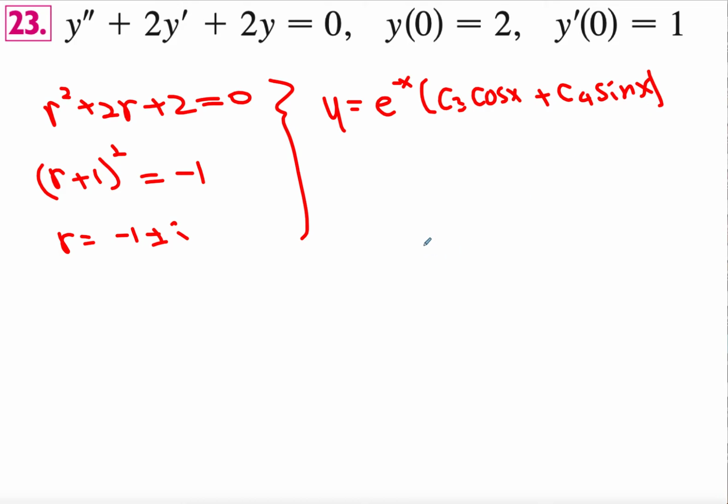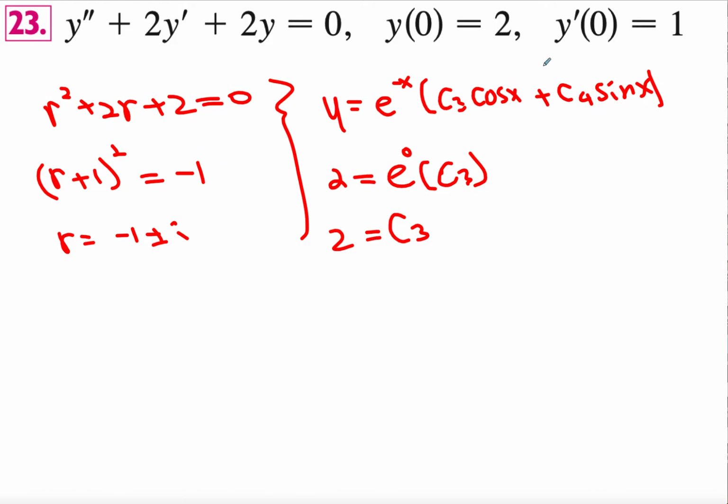Now, when you plug in 0, I should be getting 2. So when I plug in 0, 2 equals e to the 0 power. And when you plug in 0, sine becomes 0, leaving you with cosine of 0. Cosine of 0 equals 1, so we have c sub 3. Then you get c sub 3 is equal to 2. So that's what we end up getting.